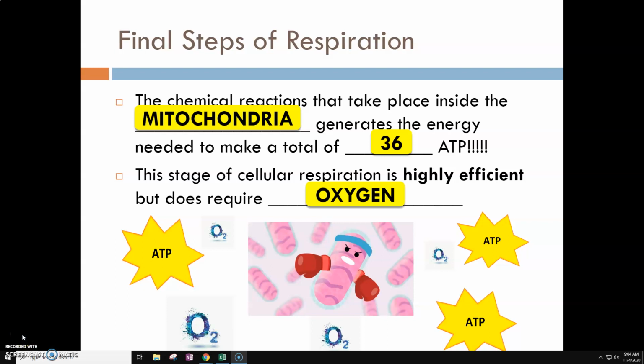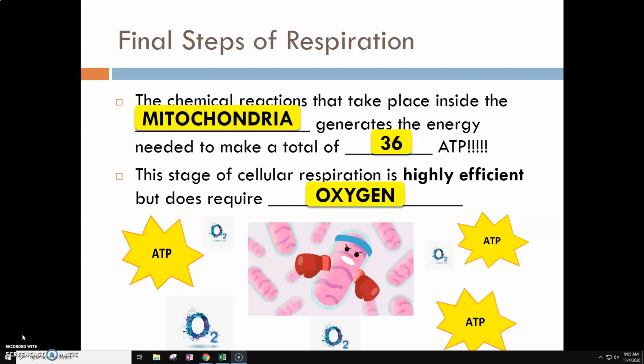So the very final steps of cellular respiration. We're going to finish up cellular respiration today, and we're going to learn about aerobic and anaerobic types of respiration. The chemical reaction that takes place inside of the mitochondria, and we know cellular respiration, since it happens inside of the mitochondria, requires oxygen.